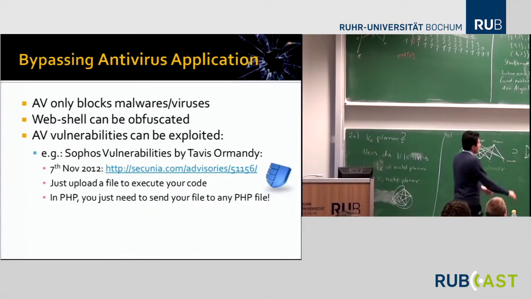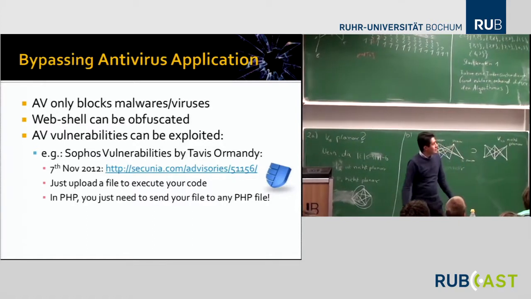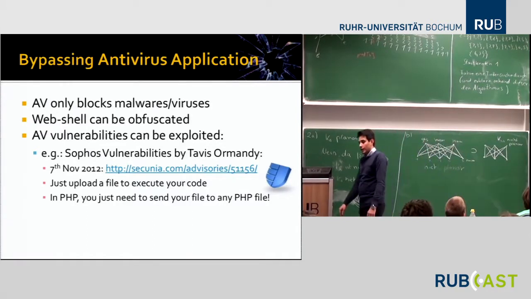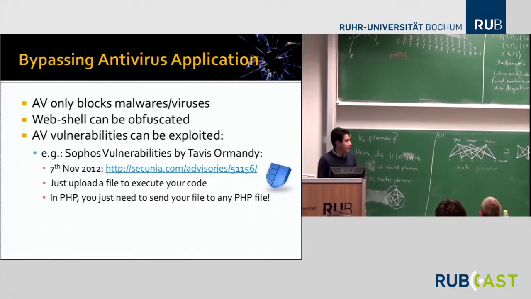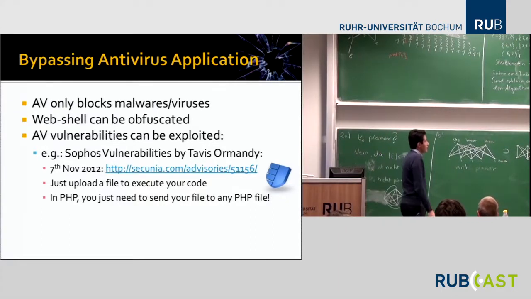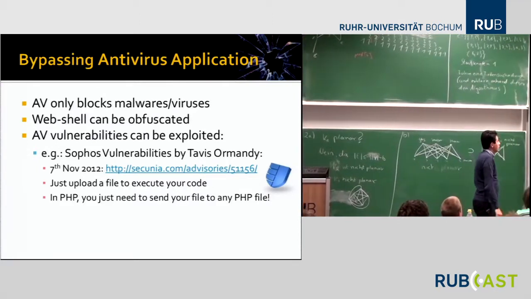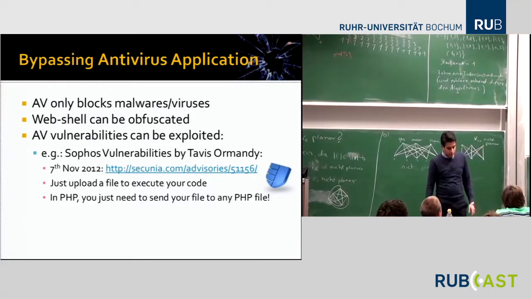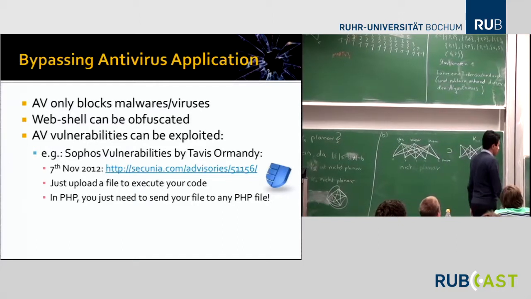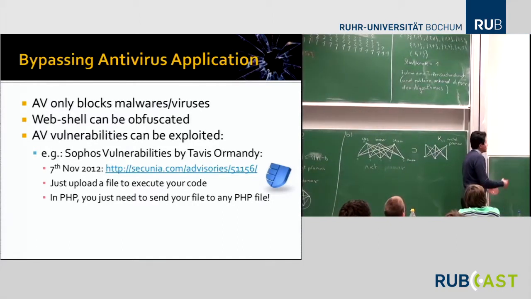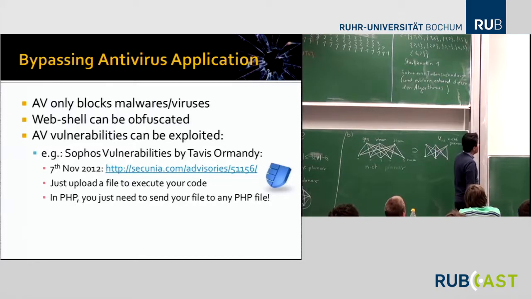Antivirus applications only block real malware and viruses which haven't been obfuscated. And a web shell can be obfuscated and uploaded onto the server; they can't do anything about that. If you write your web shell yourself, they never will find it unless it's doing something really bad or exploiting, like Metasploit, Meterpreter, and these things. And AV vulnerabilities can be exploited as well.